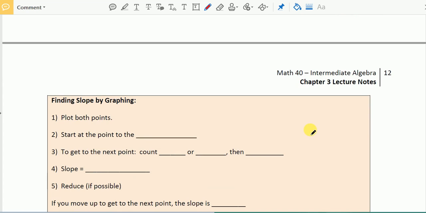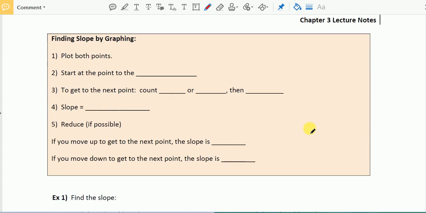Now, how do I find the slope by graphing? First, I can plot both of the points. So I start the point to the left, and to get to the next point, I count up or I count down depending on the value they give us. Then I go to the right. Then the slope is just the rise over the run. And if you have to reduce the fraction, then you can do that.